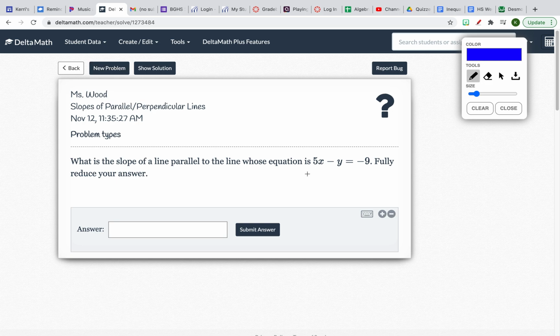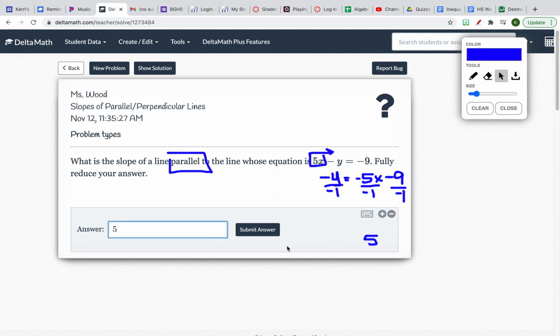Again, I move my x over. By doing the opposite operation, this becomes a negative y equals negative 5x minus 9. Divide by the negative 1. That leaves me with a slope of positive 5. It says parallel, so because it says parallel, I know that it's going to be equal. So my slope needs to be 5.